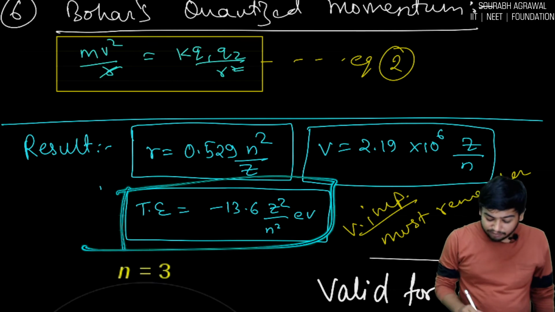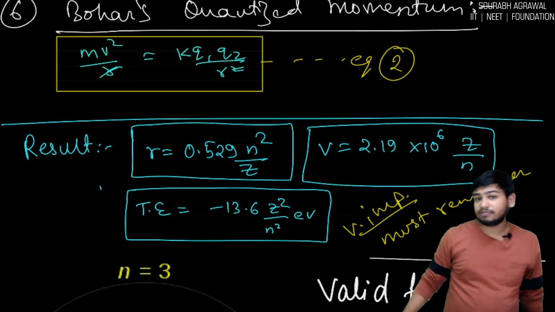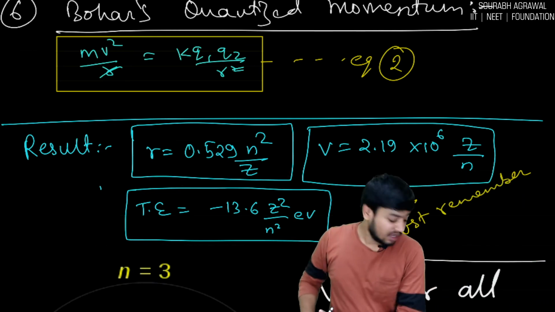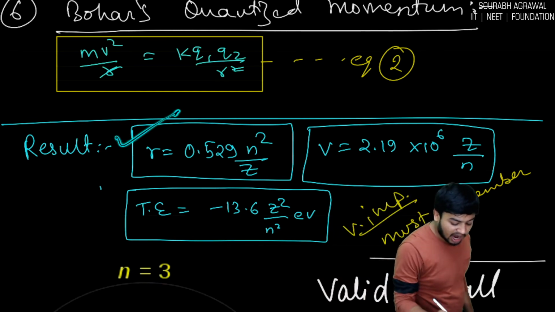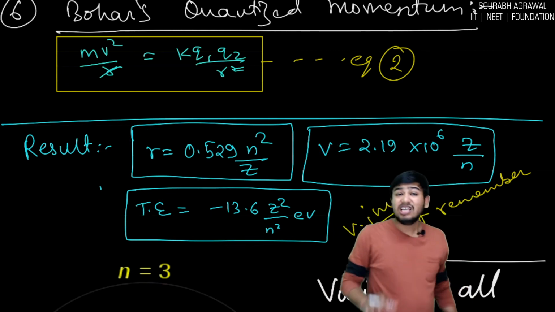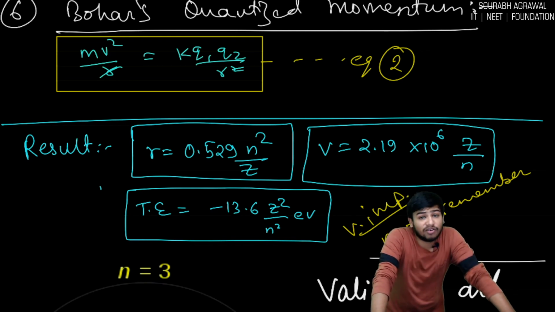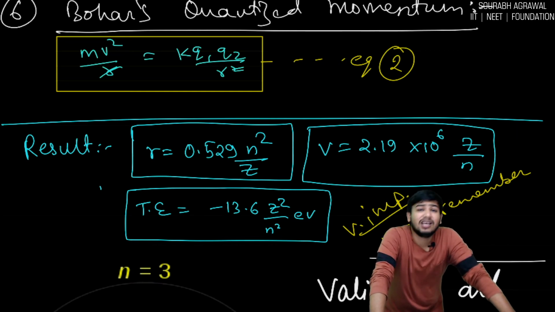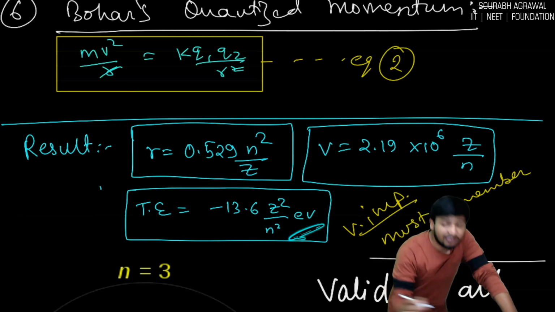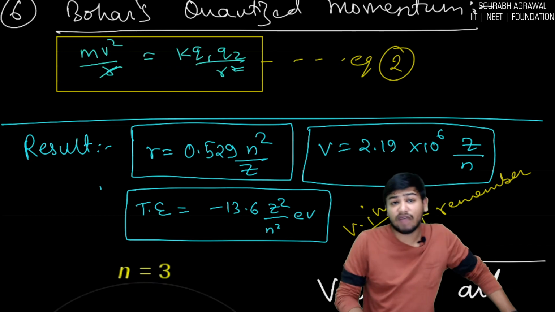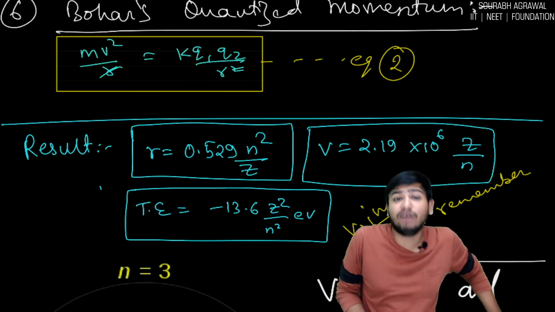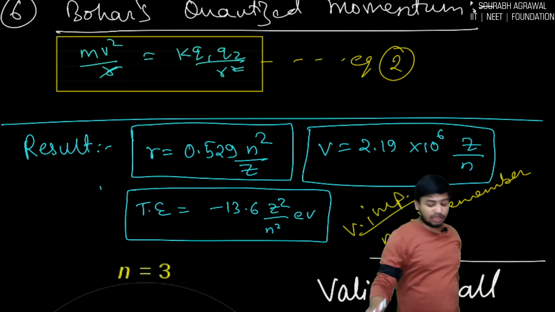Now one more thing I am telling you. If total energy is this, just remember first this r, v and total energy. What is r? 0.529 n² by z. What is v? 2.19 × 10^6 z by n. What is total energy? Minus 13.6 z² by n² eV. This energy is in eV, electron volt. I have already told you electron volt is a unit of energy.